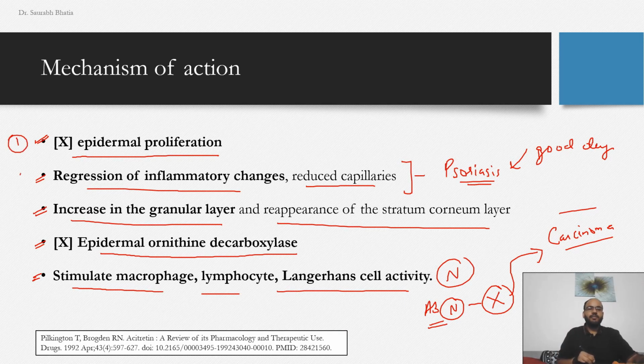So here we have mentioned 5 mechanisms of action of acitretin. You can just go through it. Just repeat with me. It inhibits epidermal proliferation. It decreases inflammation and reduces capillaries. It increases the normal layers of skin like granular and corneum layer. It inhibits epidermal ornithine decarboxylase, and it stimulates the proper functioning of macrophage, lymphocyte, and Langerhans cell activity.